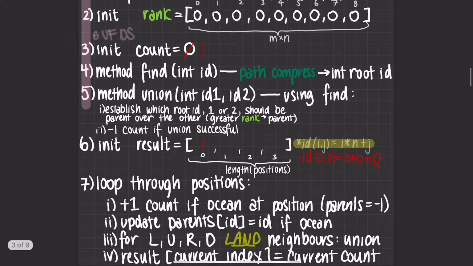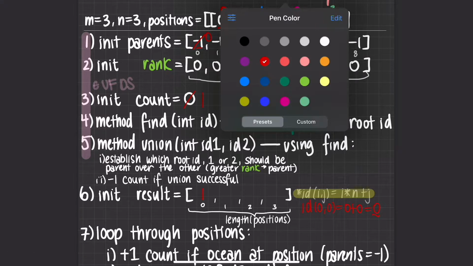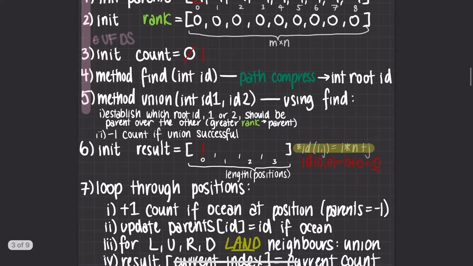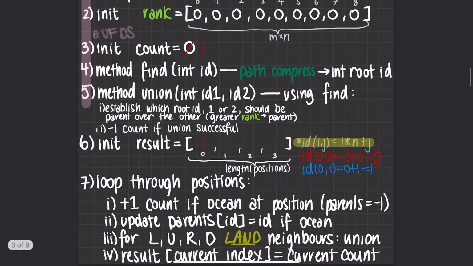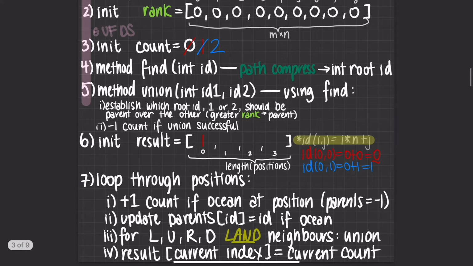Great. Now we're going to loop through this again, and I'm going to go a little faster because hopefully you understand what I'm doing now. So now we're here at index 1 in positions, with position (0, 1). The ID for position (0, 1) would be equal to 0 plus 1, which is equal to 1. Then we add 1 to the count if it's ocean, and indeed it is, because it's -1 in parents, so we add 1 to our count to make it 2. And we update the parent's ID if it is ocean. Yes, it indeed is, so we update its ID to be its own representative node.